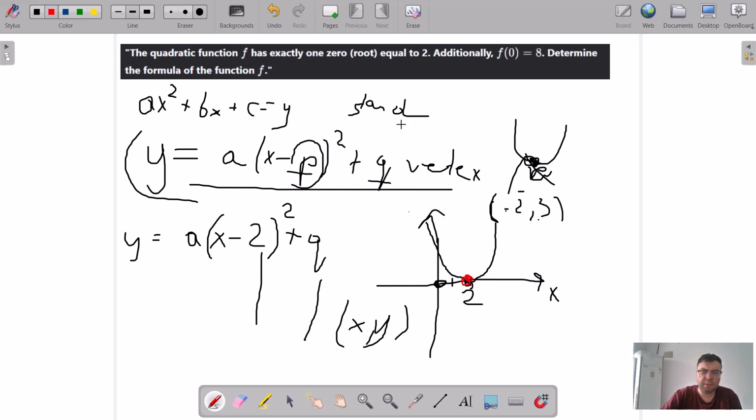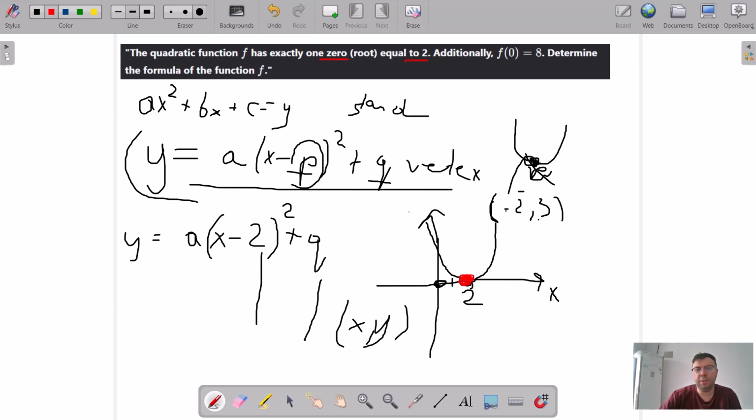One more time, just try to understand. They say that it has a zero root equal to 2. Normally a solution of a quadratic equation is the place where the graph meets the x-axis with the value of y equal to 0. So x can have a different value, but y will always be 0 for a solution of a quadratic equation. So if we know this, we already know the coordinates of the vertex.